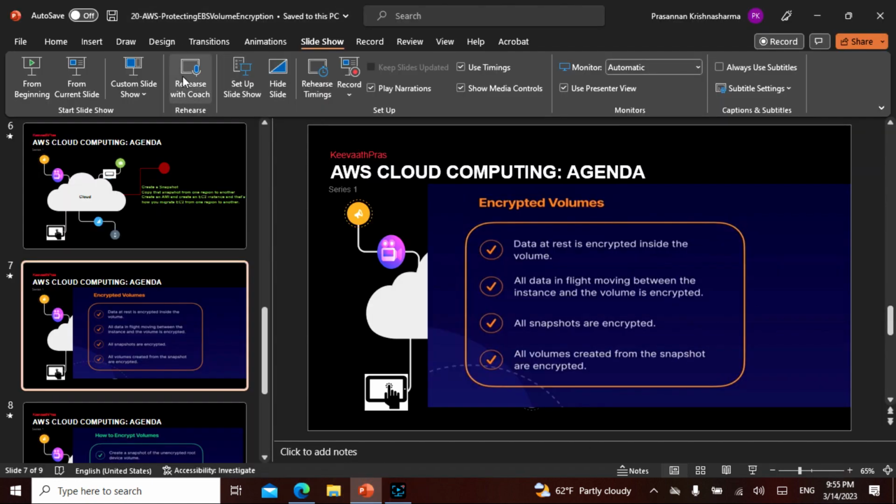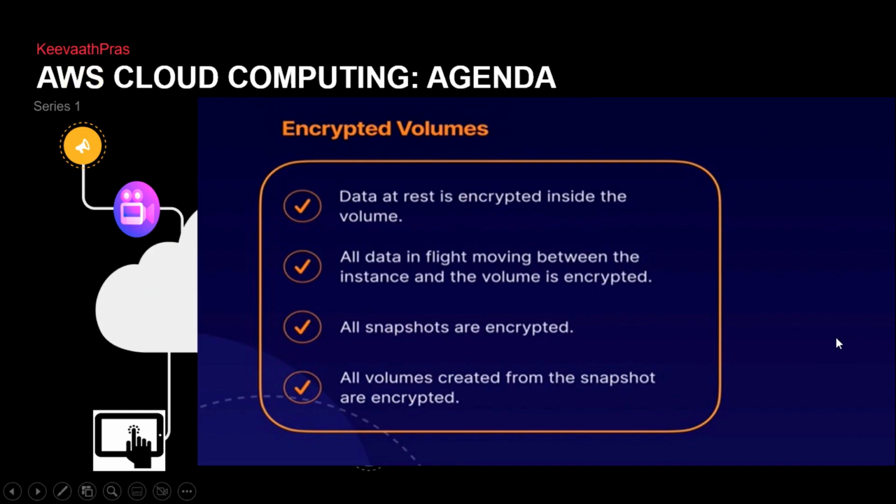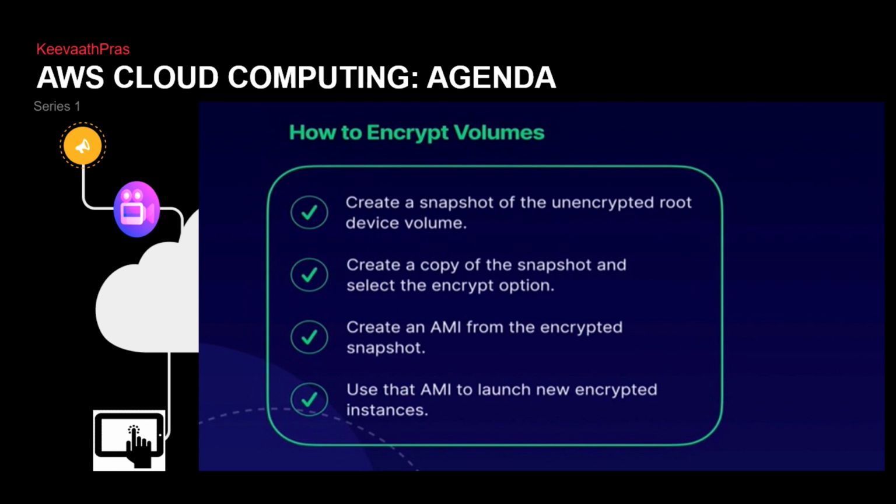So now if you go to this slide, what did we learn? The data at rest is encrypted inside the volume. Anything in flight is encrypted. All the snapshots are encrypted, which we saw. The volume created from snapshot is also encrypted, which we also saw. We saw how to encrypt the volume. So remember this. First is a snapshot of an unencrypted volume. Copy the snapshot from one region to the other region. After you copy, create and then encrypt, and then create an AMI on top of it, and use that AMI to launch the encrypted instance.